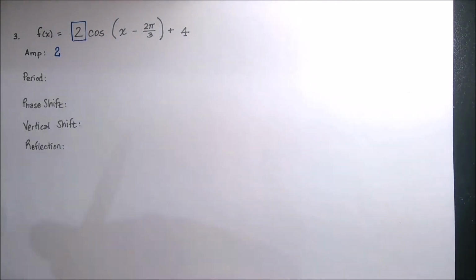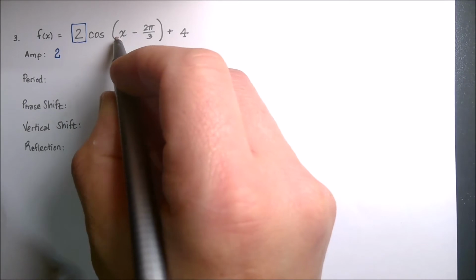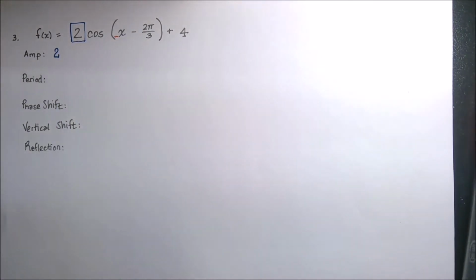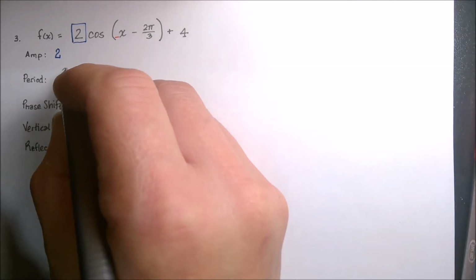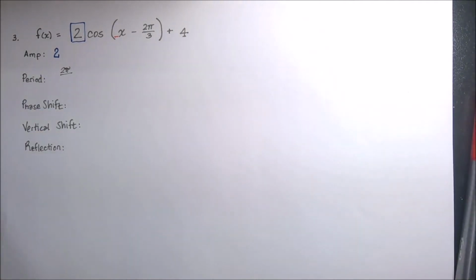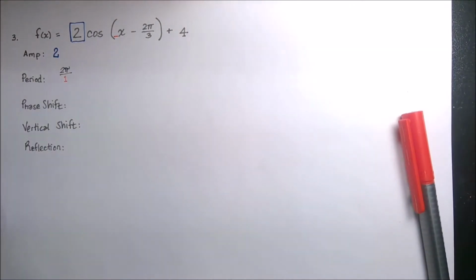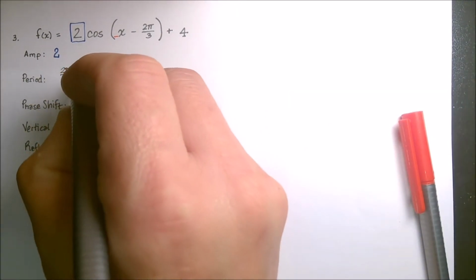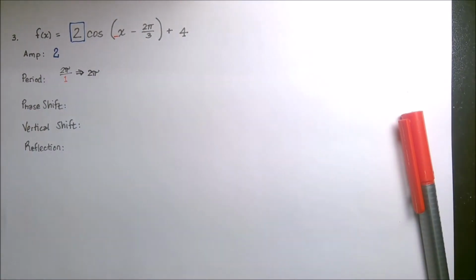Next thing is the period. And the period is affected by whatever coefficient there is next to x. So we take our usual period, 2 pi, and I'm going to write this out, but really there's no need to show this. If you're dividing any number by 1, it just stays the same, right? So the period for this function is still 2 pi.